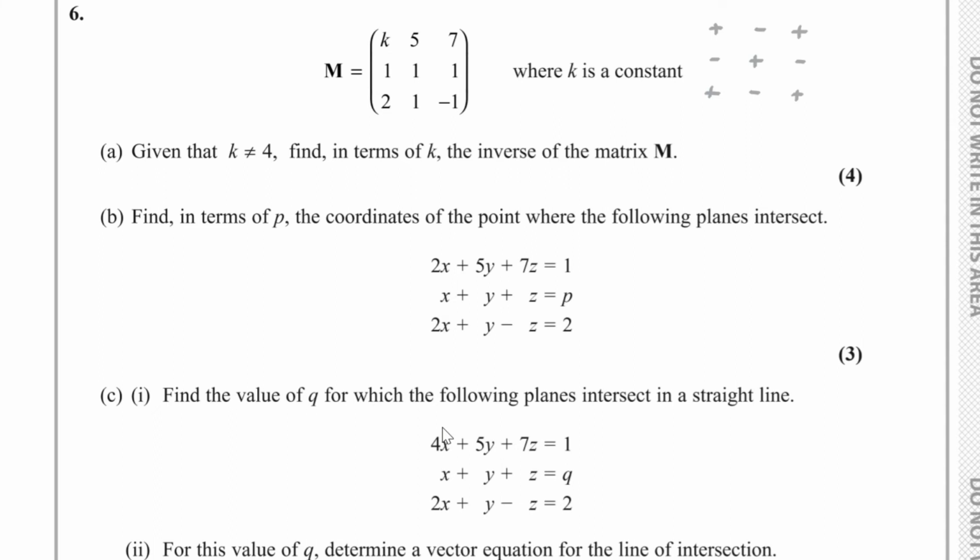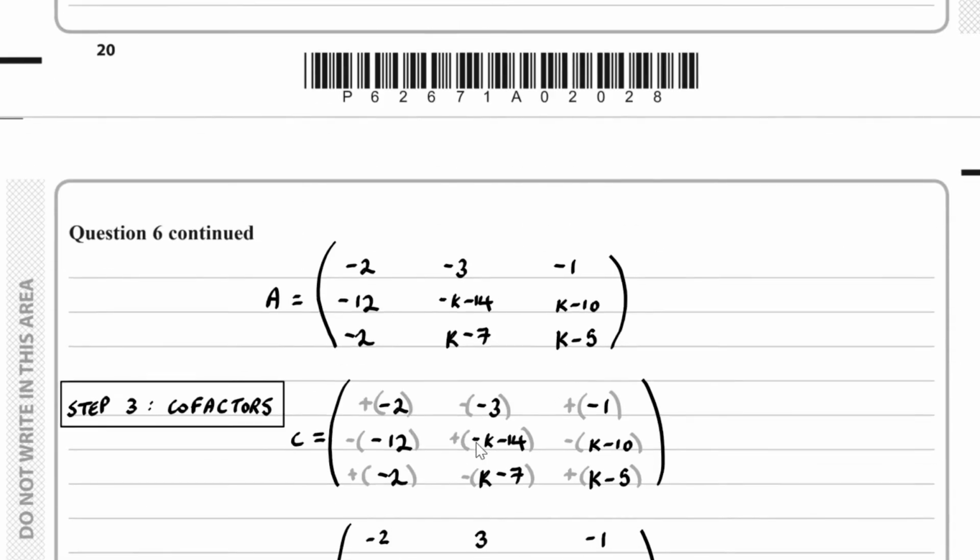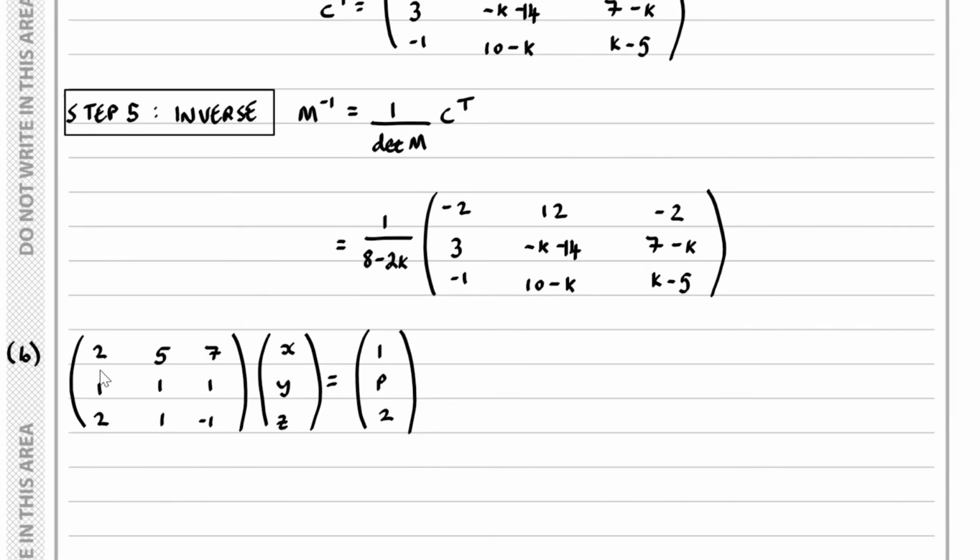For part B of the question, we have to find in terms of p the coordinates of the point where the following planes intersect. So we've got 2x plus 5y plus 7z equals 1, x plus y plus z equals p, and 2x plus y minus z equals 2. And what we can do to begin with is write this system of equations in matrix form, and that is exactly what I've done here. So we've got the matrix 2, 5, 7, 1, 1, 1, 2, 1, minus 1, times by the vector x, y, z. This is equal to the vector 1, p, 2.